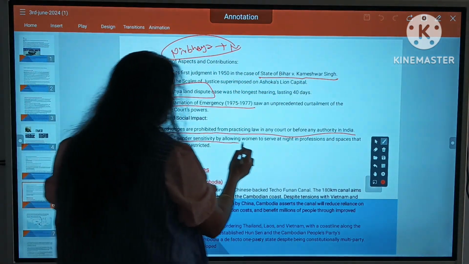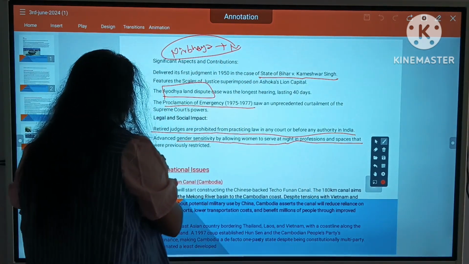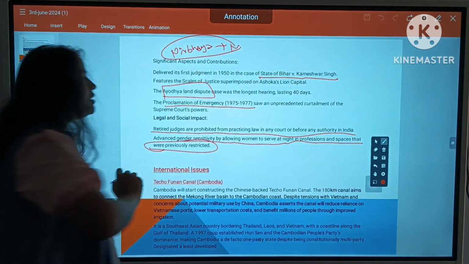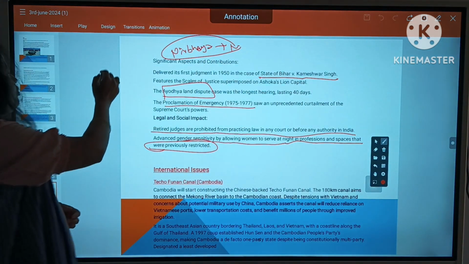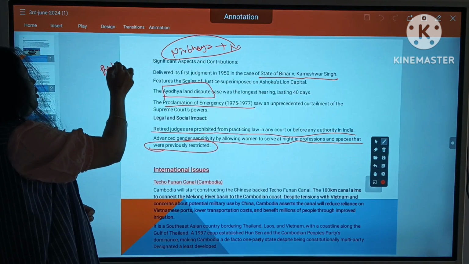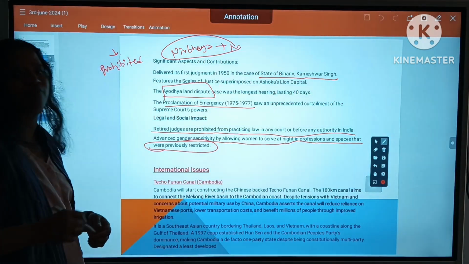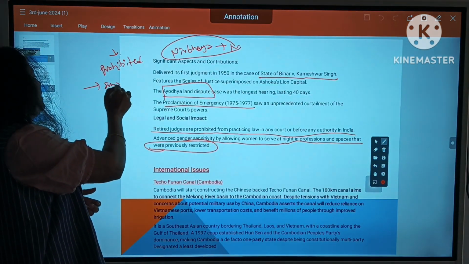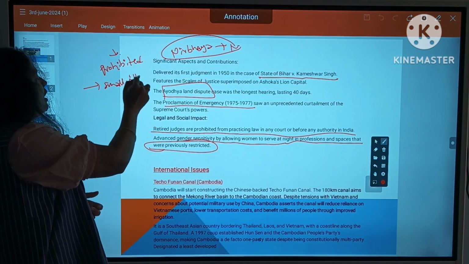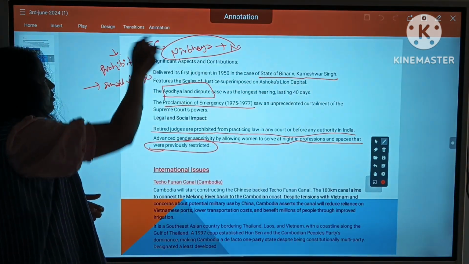Gender sensitivity by allowing women to serve at night in professions and spaces that were previously restricted. Means they should not allow women to work in a place that is prohibited. In prohibited workplaces, women should not work. Suppose for a case inquiry, they have to go to a small village at night time, then it's not allowed by the gender sensitization committee.